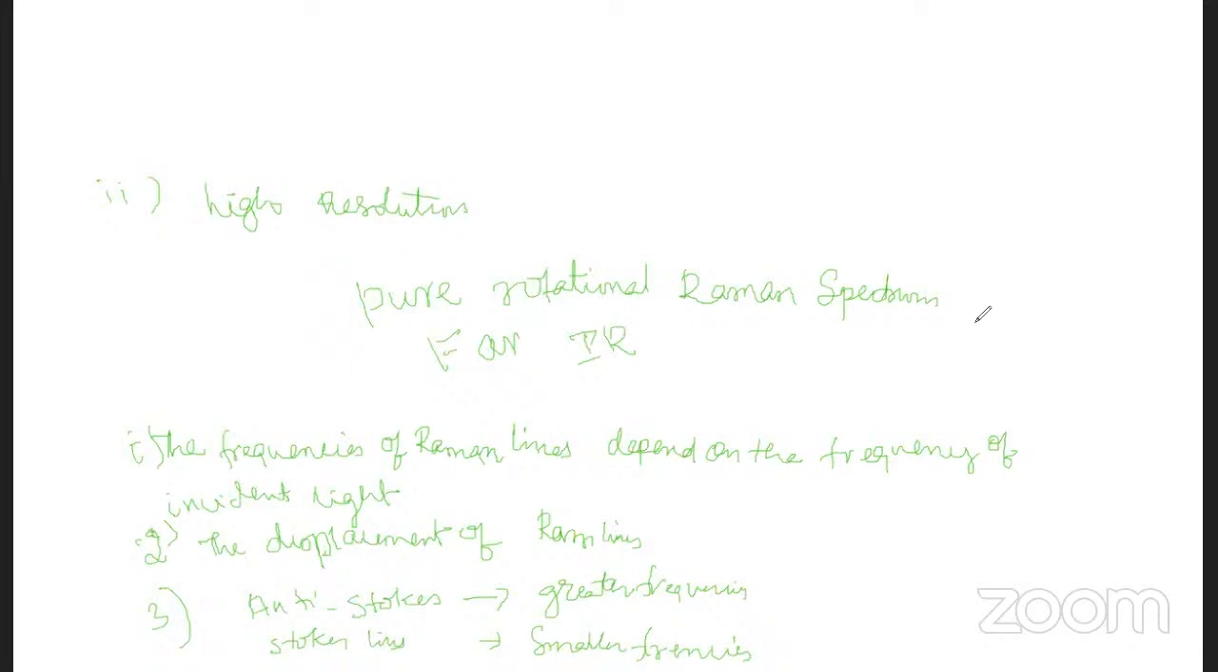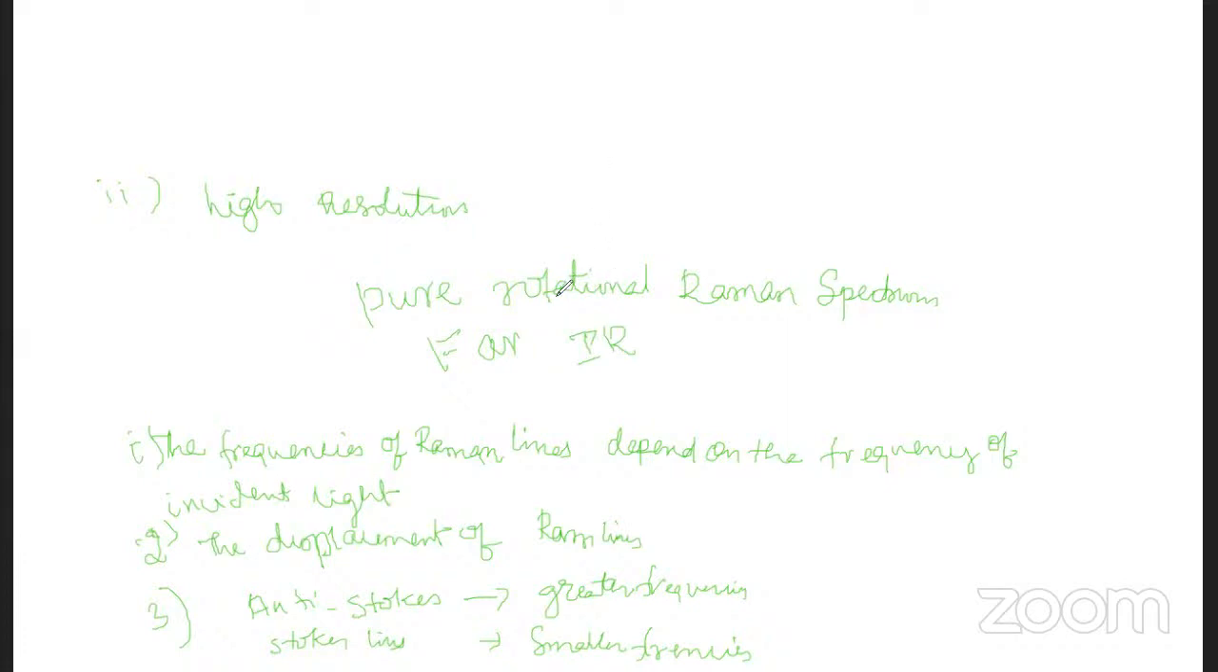When observed under high resolution, the original line, which is the Rayleigh scattering line, is found to have approximately equidistant lines on both sides: on the left side lower frequencies and on the right side higher frequencies. You are going to observe equidistant lines on both sides.